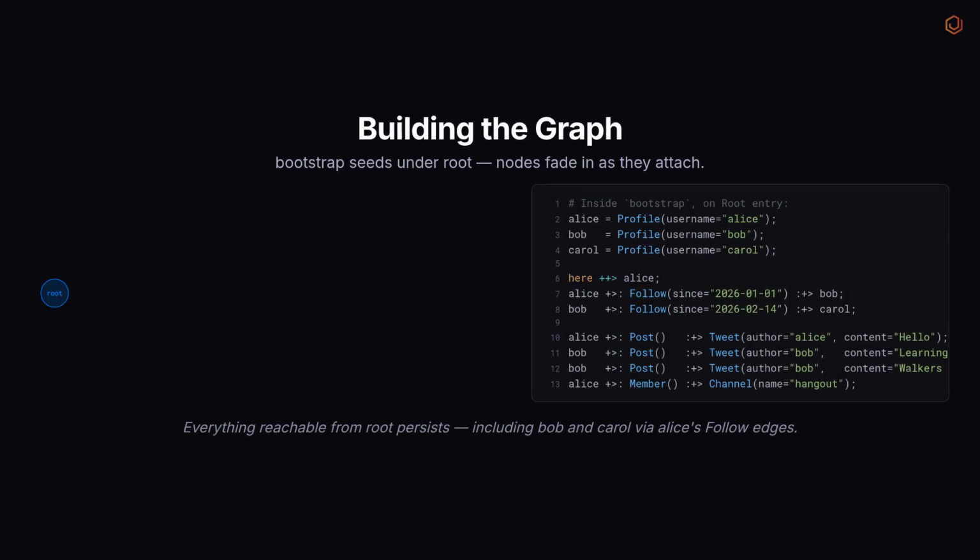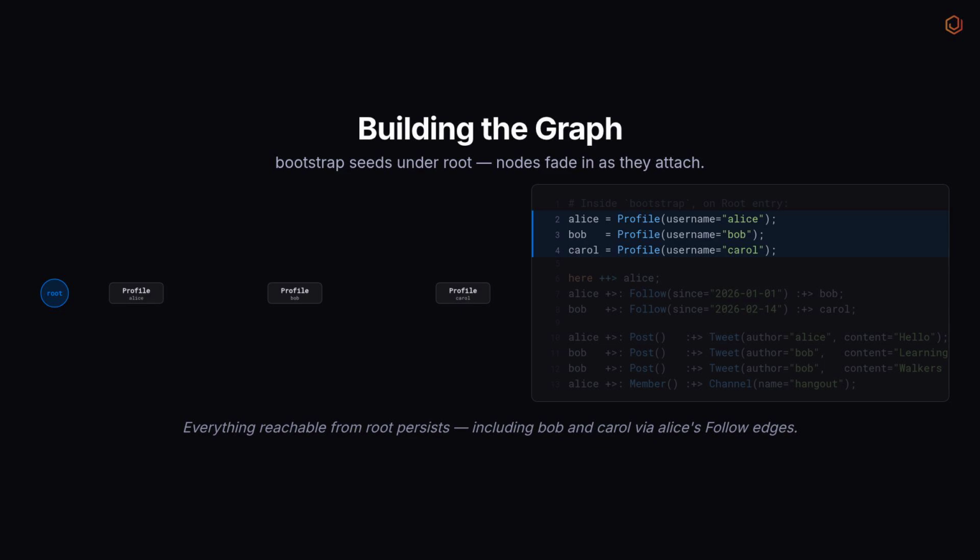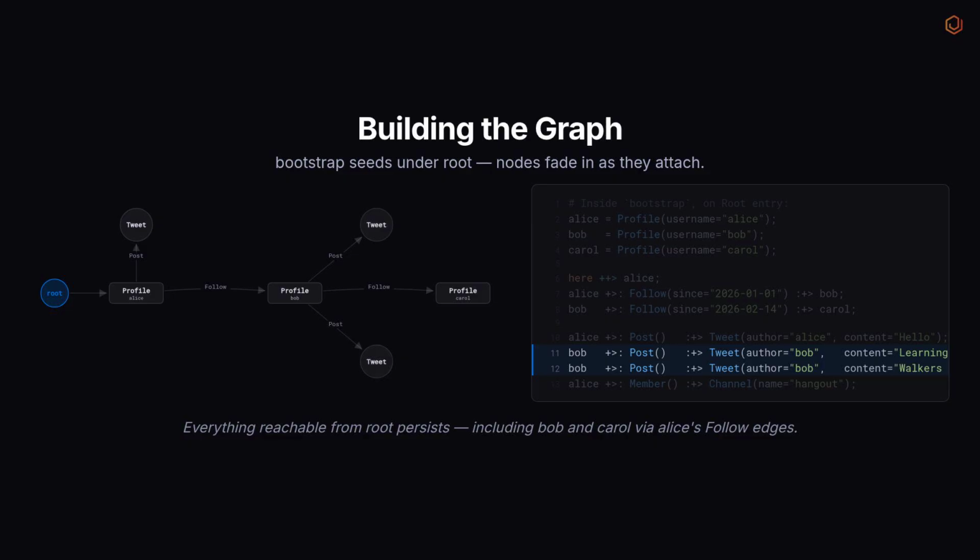Watch Bootstrap build the graph under root. The 3 profiles are allocated first, floating, not yet connected. Then here arrow Alice attaches Alice to root. Alice's follow edges to Bob, and Bob's follow to Carol, pull them into the reachable graph. Now every profile persists. Tweets and the channel attach next. Once the walker returns, everything you see under root is written to disk.